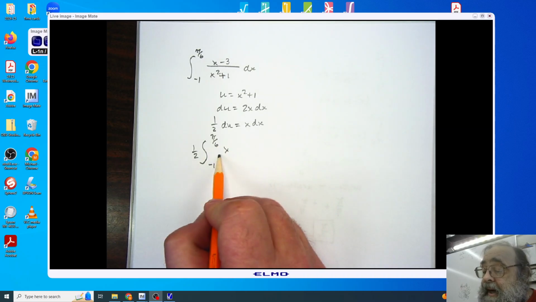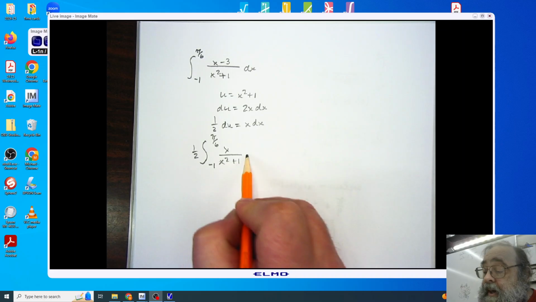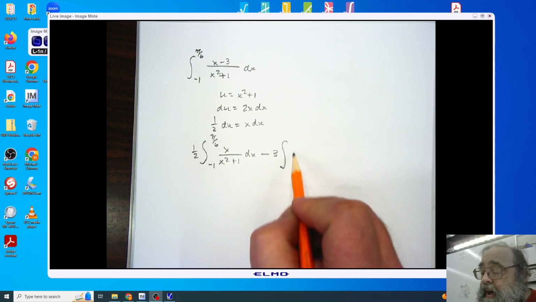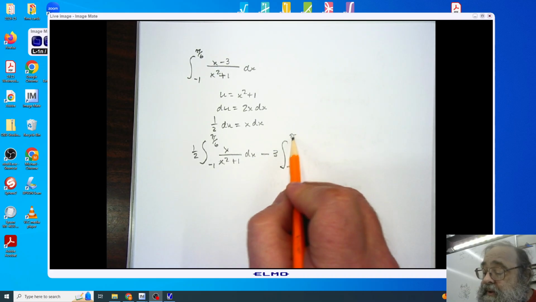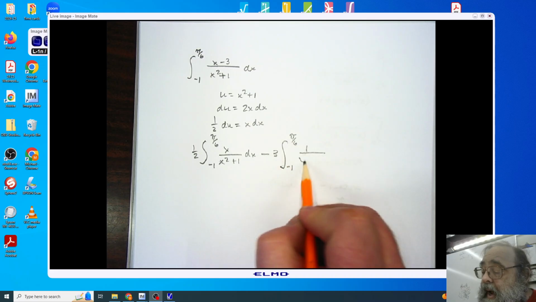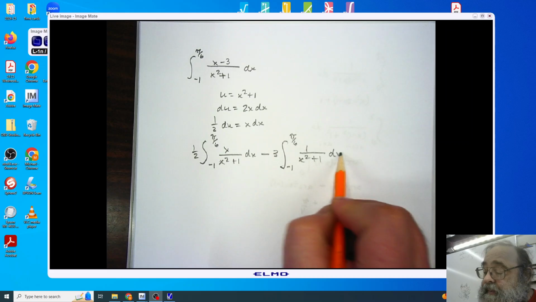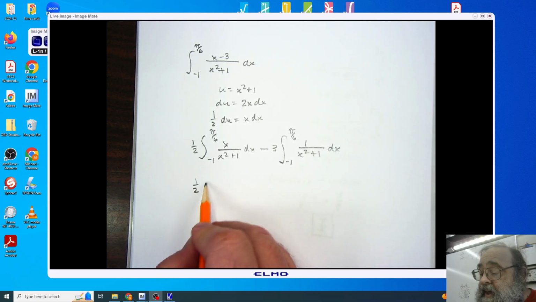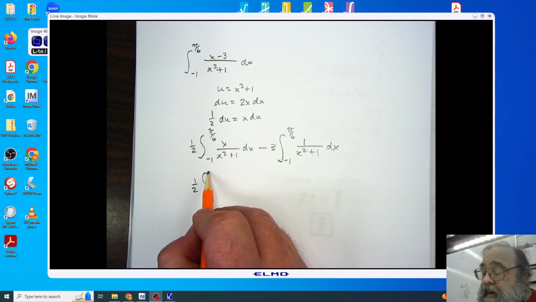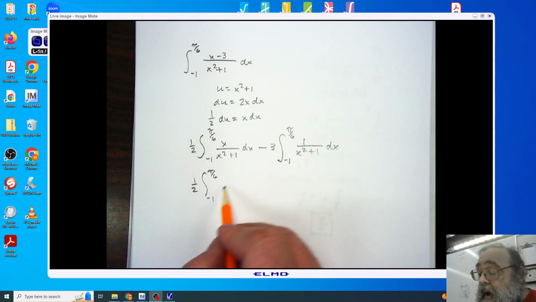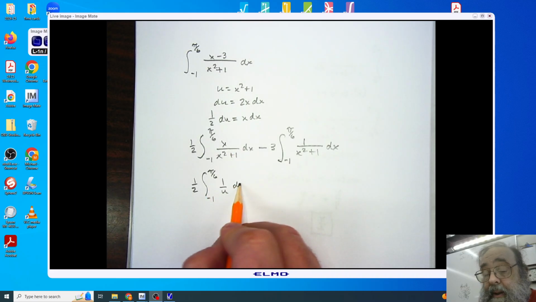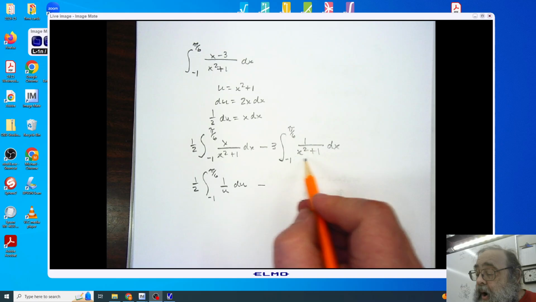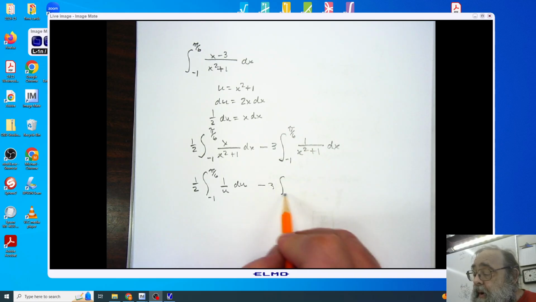The first one, x over x squared plus 1 dx, and the second is going to have the minus 3, negative 1 to pi over 6, and I have 1 over x squared plus 1 dx. Since we've already done our u sub here, we can clearly see that we have the integration from negative 1 to pi over 6 of 1 over u du. In the second piece, we can clearly see our arc tangent pattern that we're going to work with.